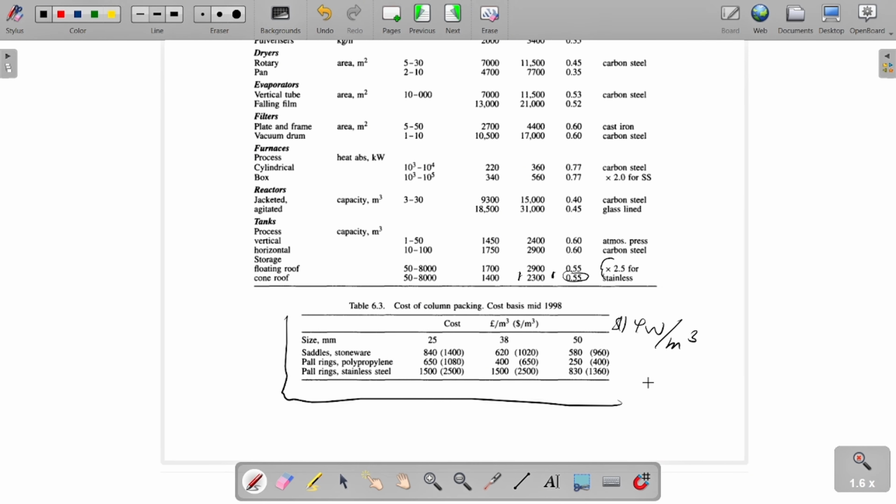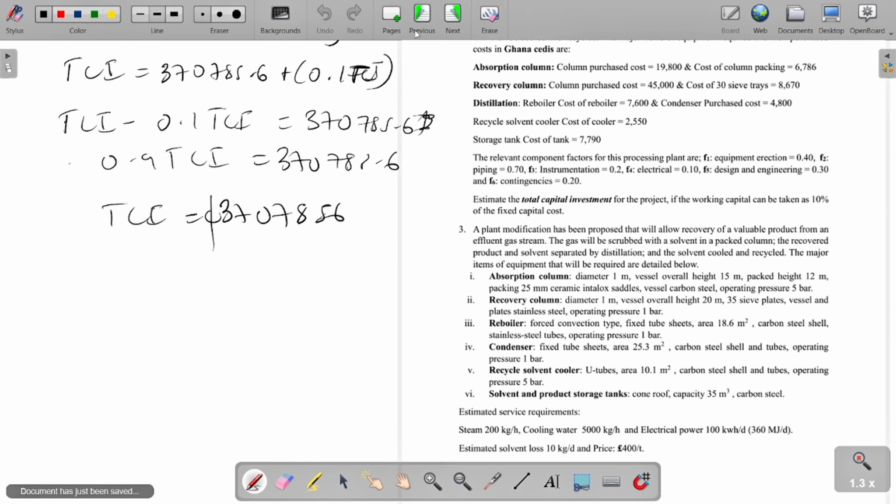So if you have the packings, you have to calculate the volume first, whereby the volume is pi d squared over 4 times h. They give the diameter and the height, so you calculate the volume. When you get the cost per volume, you multiply the volume by the cost per volume to get the actual cost of the packings, before you add that to the purchase cost of the absorption column to get the cost.